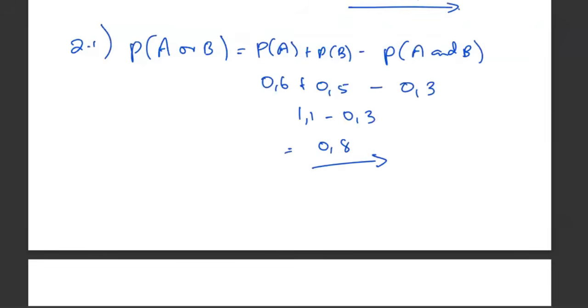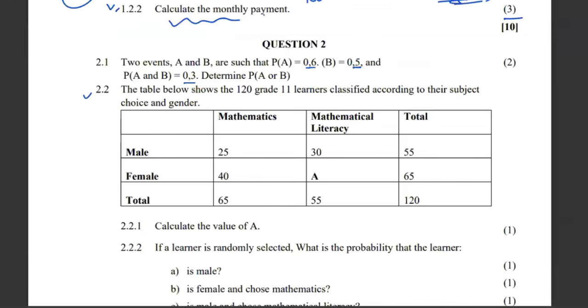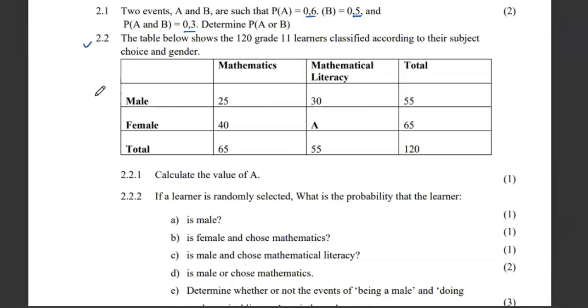Okay, so that is what we would end up with. Then question 2.2. The table below shows 120 grade 11 learners classified according to subject choice and gender. For maths, we have 25 males. Maths lit, we have 30 males, a total of 55 males. For maths, we have 40 females. We don't know the females that are doing maths lit, but we have a total of 65 and so forth. Calculate the value of A.